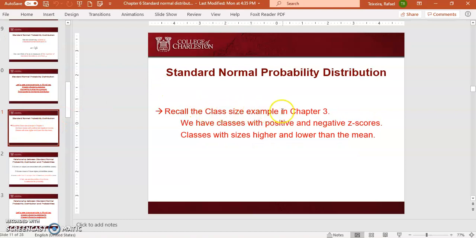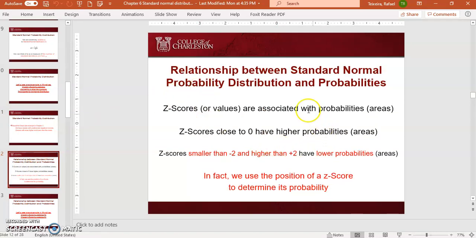Remember the class size example we had in chapter 3. We have classes with positive and negative z-scores, classes with size higher and lower than the mean, okay? And this is important to understand the relationship between standard normal probability distribution and probabilities. So z-scores are associated with probabilities. Z-scores close to 0 have higher probabilities, bigger areas. Z-scores smaller than -2 or higher than +2, which means in the tails, have lower probabilities.